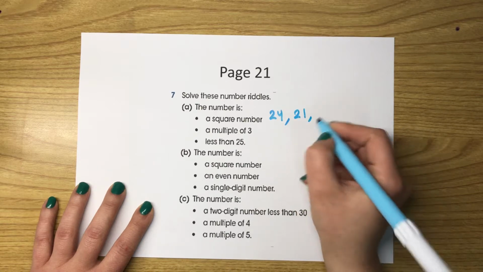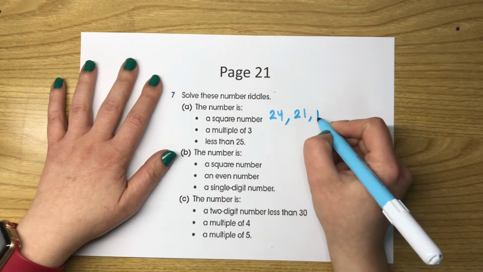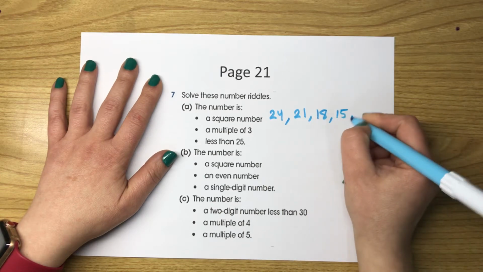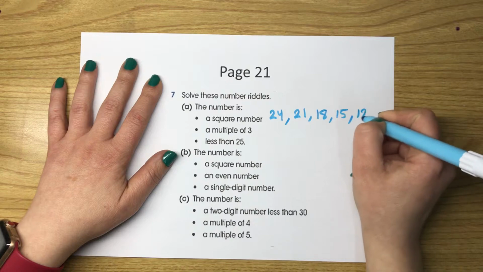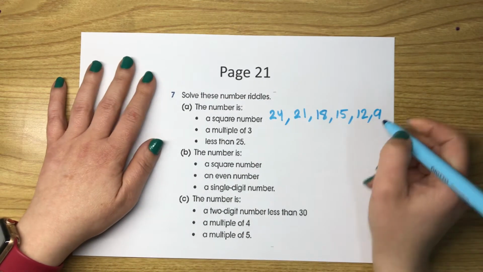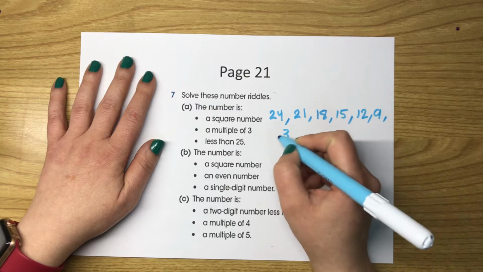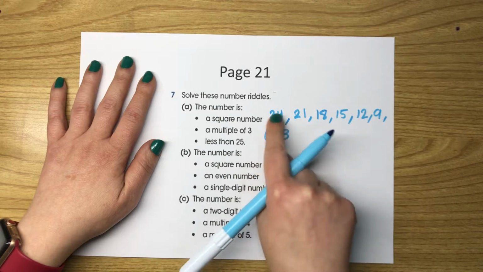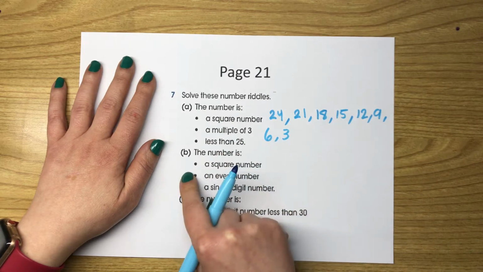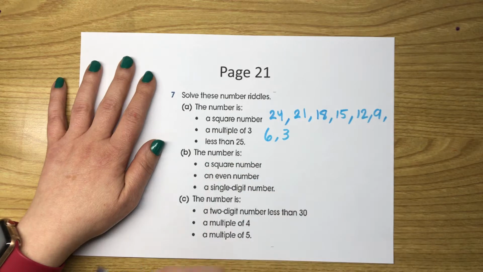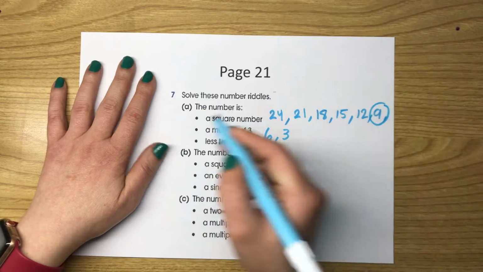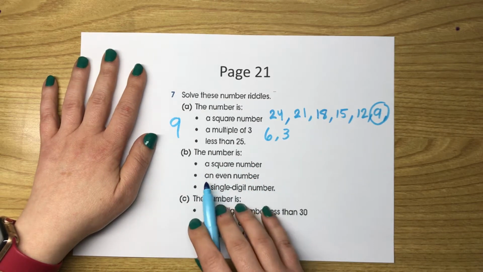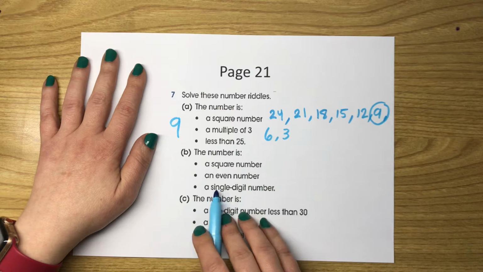21, 18, 15, 12, 9, 6, and 3. Which one of these numbers is a square number? Those are multiples of 3 and less than 25. Which one of these is a square number? Yes, it is 9. For B: a number, a square number, and then even, and a single digit number.